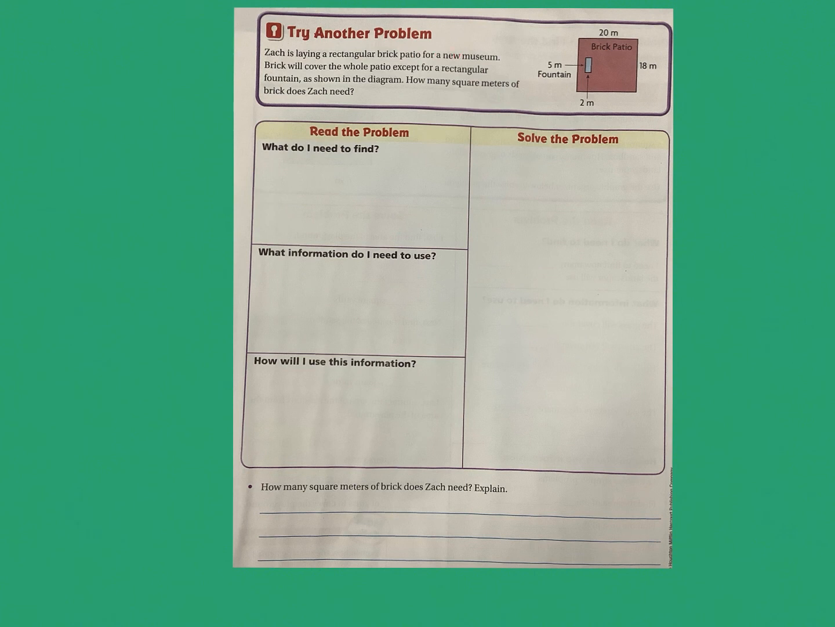Let's try another problem. Zach is laying a rectangular brick patio for a new museum. Brick will cover the whole patio except for a rectangular fountain as shown in the diagram. How many square meters of brick does Zach need? So first, what do I need to find? How much brick he needs. What information do I need to use? I need the dimensions of the whole patio and the dimensions of the fountain.